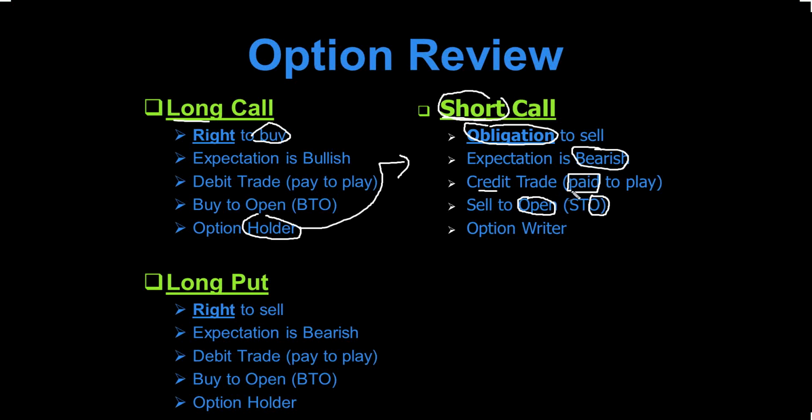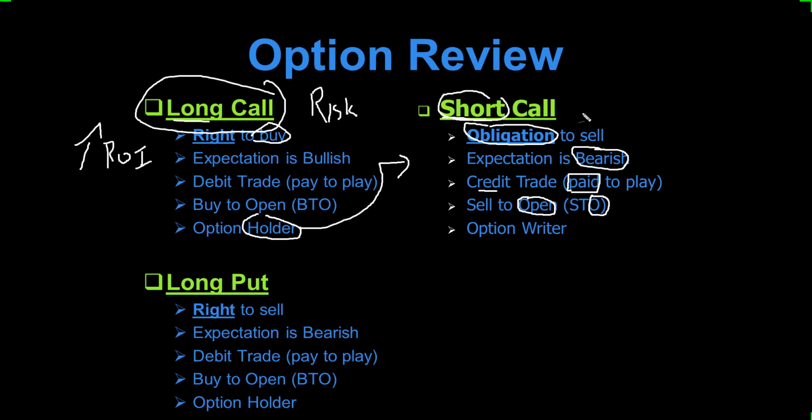There are a lot of people out there that do nothing but put on credit trades, meaning they get paid to put the transaction on, and basically they put the risk over here with the long call buyer. The risk of the trade is over here. This is where the risk stands. For that risk, the long call buyer typically has a higher rate of return or return on investment. Their return on investment is relatively high.